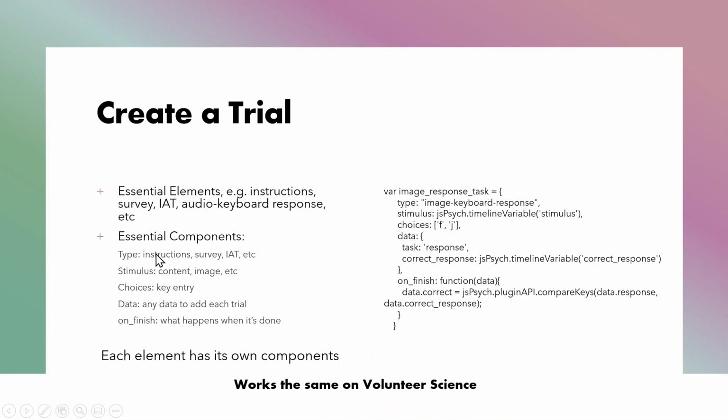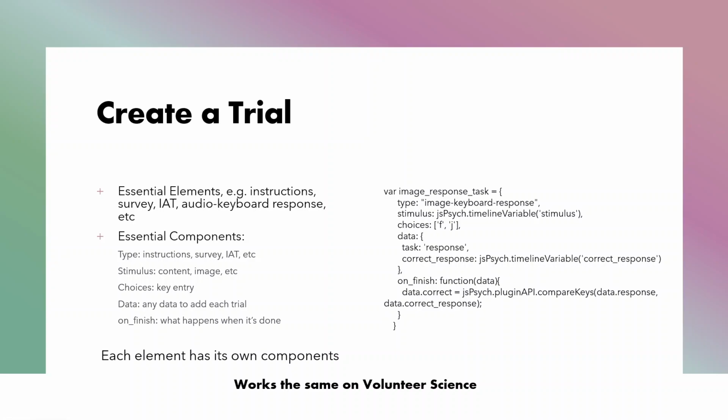So the first thing you do is you set the type. This is a good example here on the right-hand side. These trials are stored as objects in JavaScript, so you create a variable. I'm going to call it image response task. The first thing I'm going to do is set its type. And that type is just telling jsPsych which element we're using. So image keyboard response is the element that we're using.